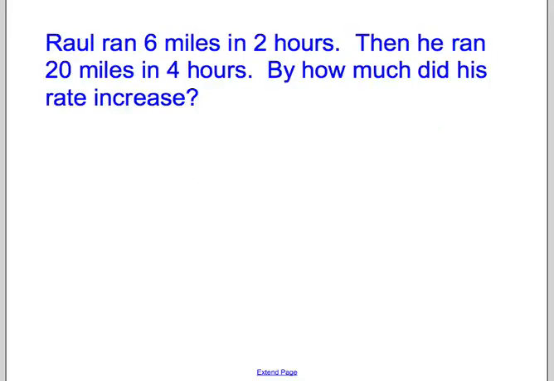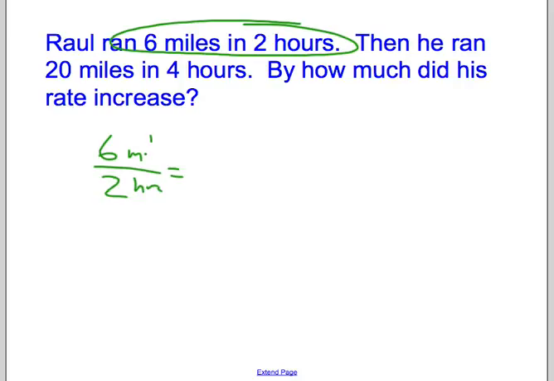Raul ran 6 miles in 2 hours. Then he ran 20 miles in 4 hours. By how much did his rate increase? Carly, looking at the first part, 6 miles in 2 hours, what would that rate be? 6 miles over 2 hours. And what's that reduced to in this situation? 6 divided by 2 is 3. So 3 miles per hour.